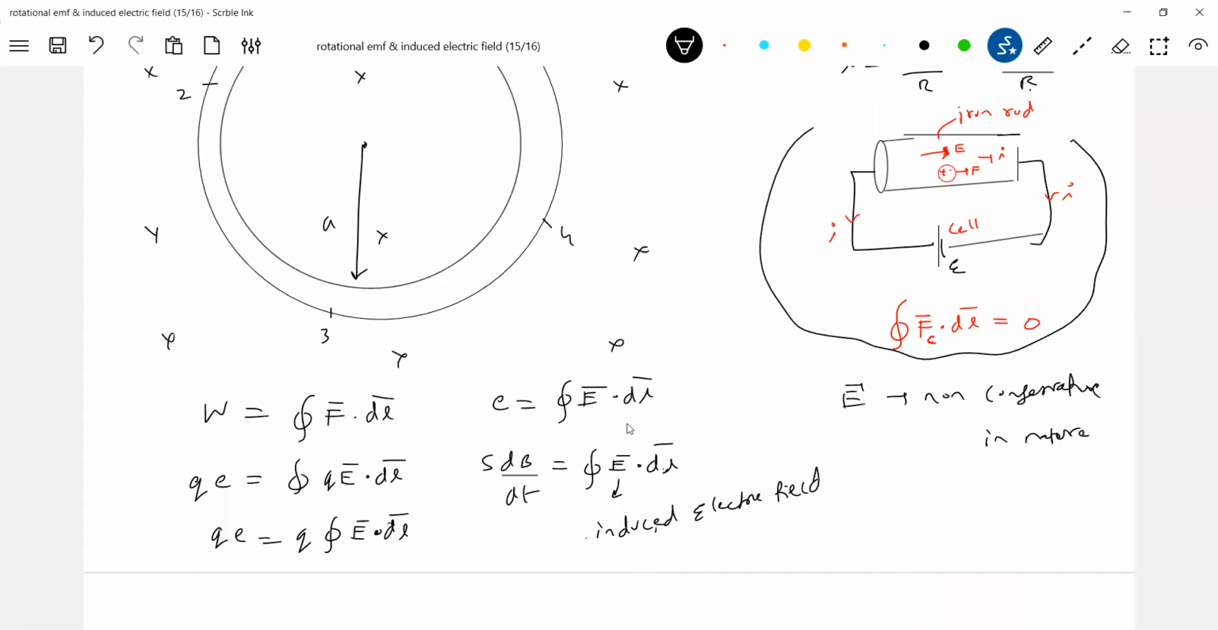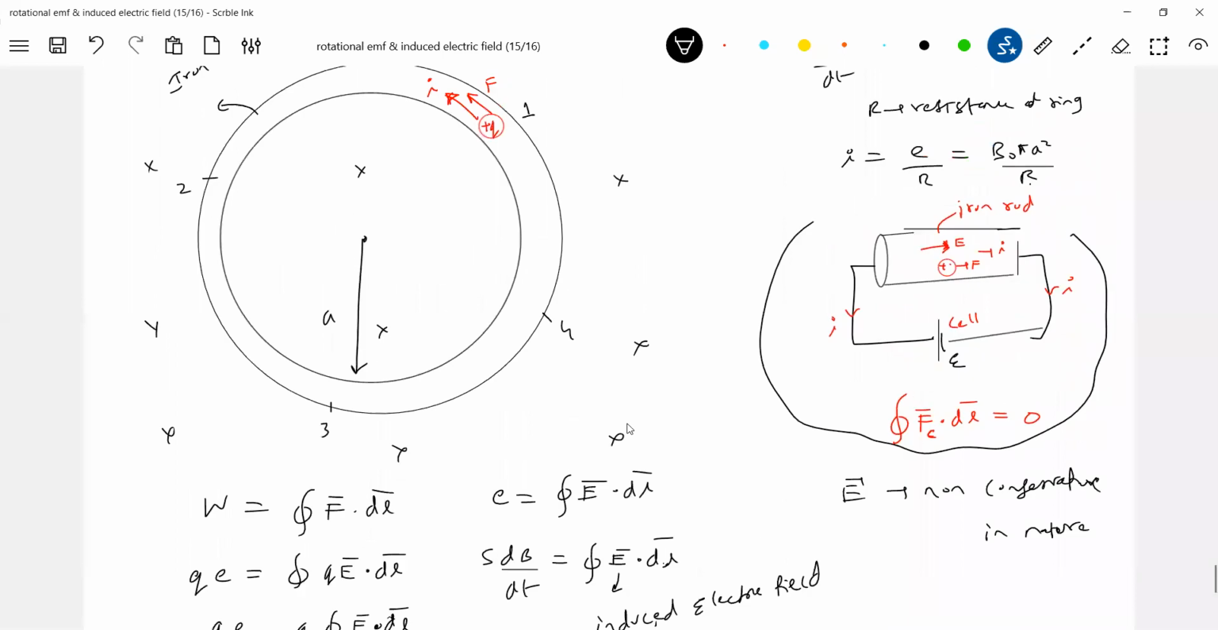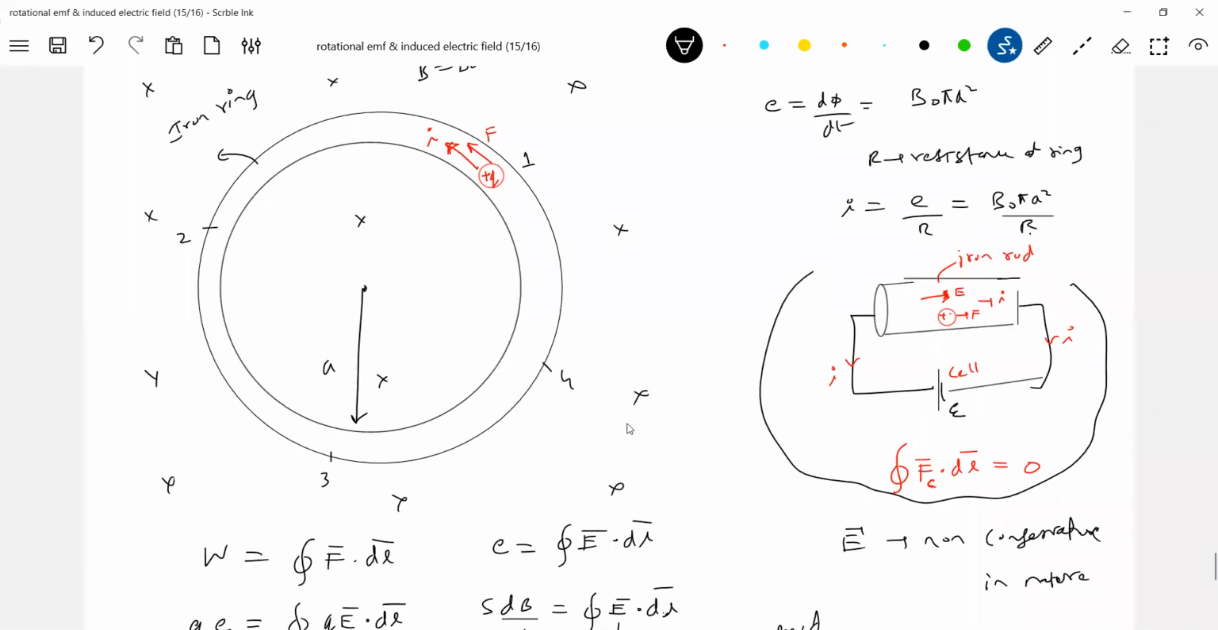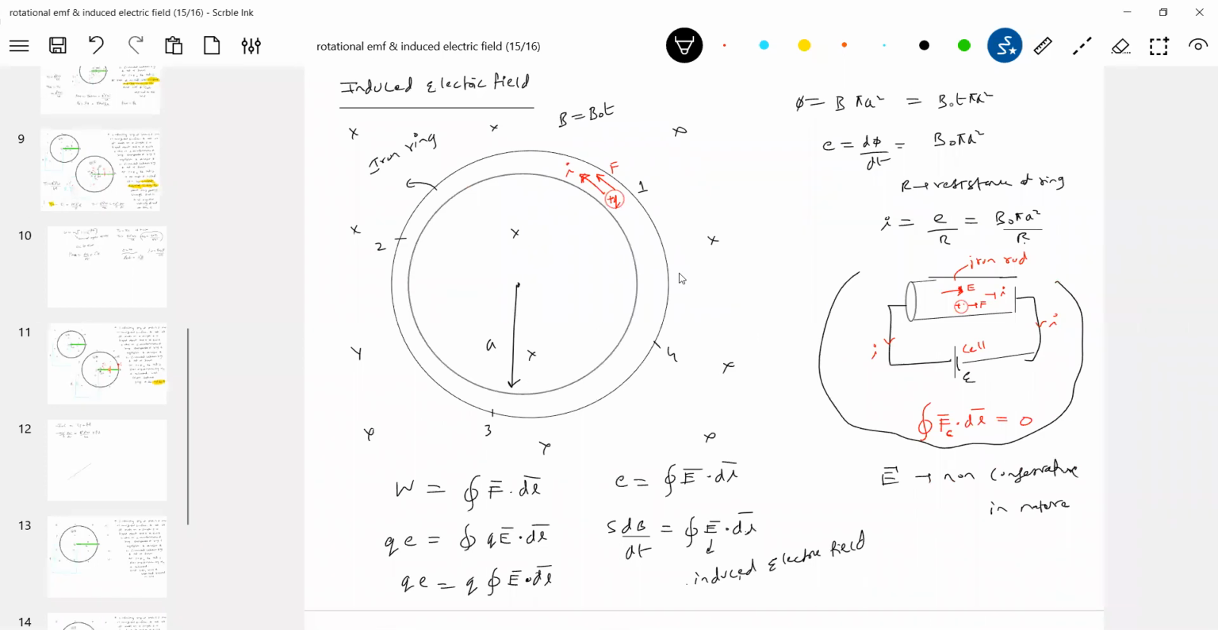If it were conservative, what should happen? The work done in a closed path should have been zero, no? If it were a conservative force, then the work done by that particular force should have been zero. As it is non-conservative, I am writing it equal to some value. What is that? Q into E, because work done is charge times potential difference. And what is E? The EMF set up from Faraday's law.